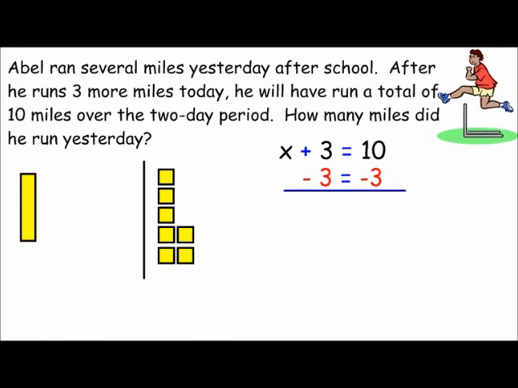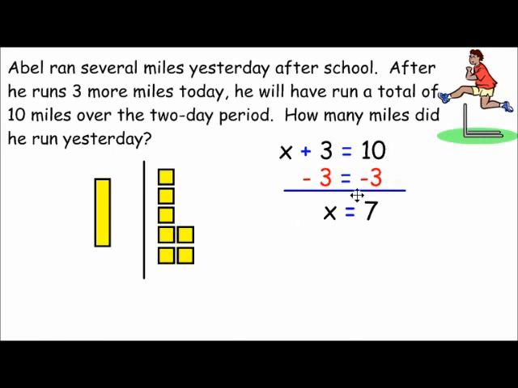And since I took away 0 from both sides of the equation, I kept it balanced. X is equal to 7. And algebraically, this works as well. Because on the left-hand side of the equation, adding 3 and subtracting 3 cancel each other out. They're opposite operations. So we're left with just X on the left side, and 10 subtract 3 is 7.